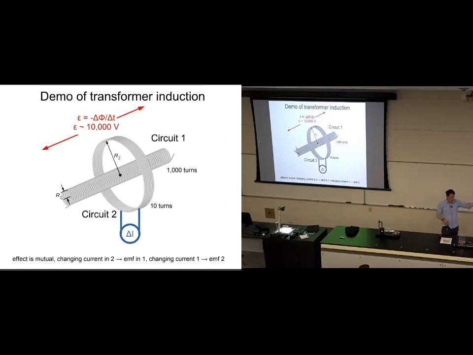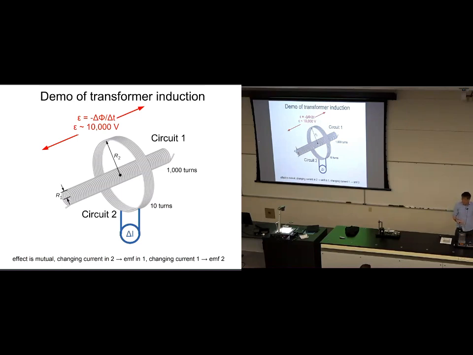So our solenoid happens to have 1,000 turns. The coil has just a handful of turns. It has 10 turns. So we've got a solenoid and a coil, they're disconnected from one another. They're physically disconnected from one another, although the solenoid is obviously sitting inside the coil.